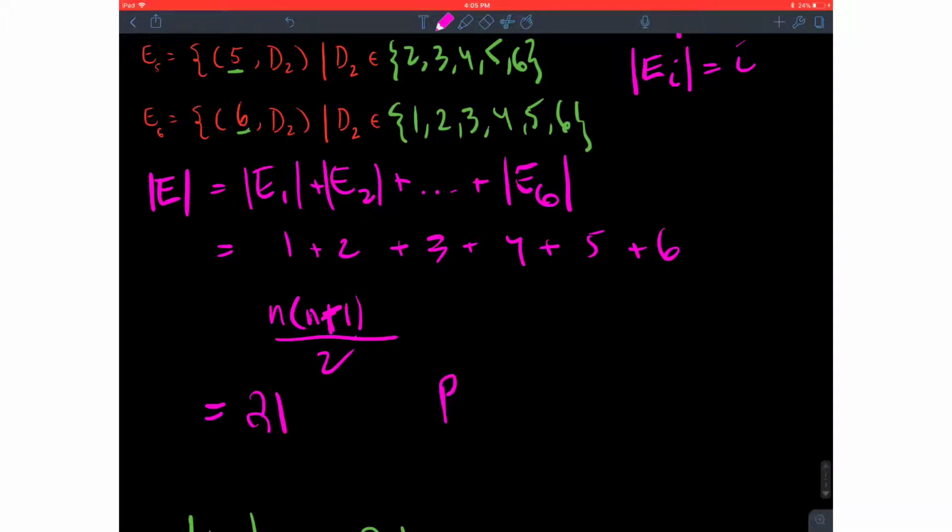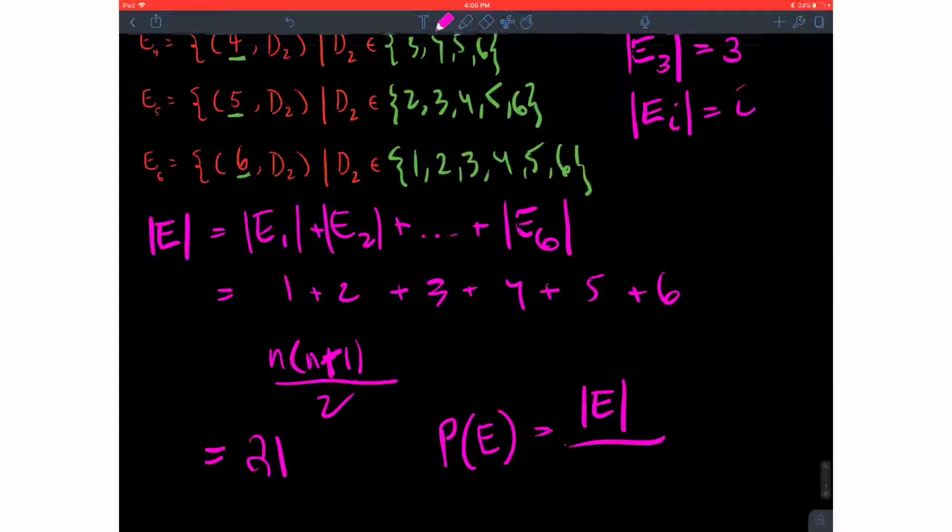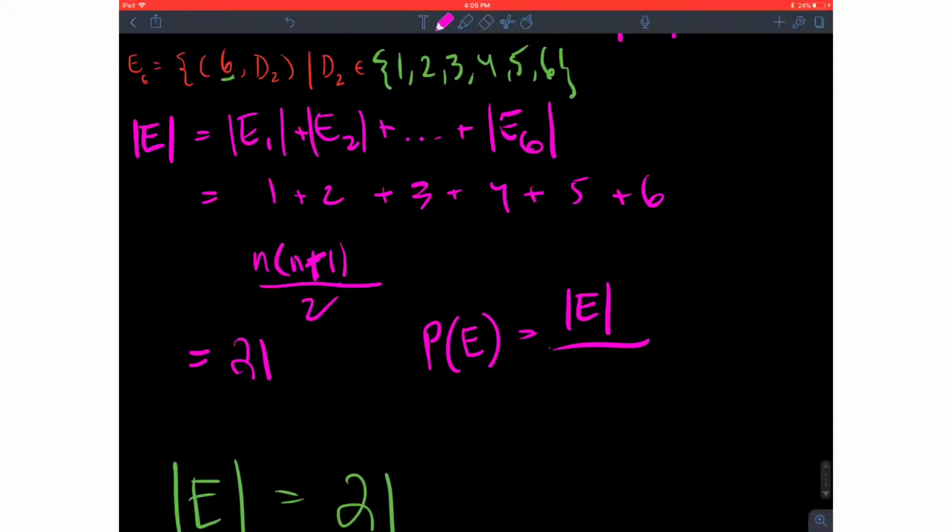So our probability of E is equal to the cardinality of E, the number of possibilities of getting dice rolls that meet our criteria, divided by the total number of possibilities of dice rolls, which is 21 over 36. Which you can probably reduce if you divide by 3, which would give us 7 over 12.